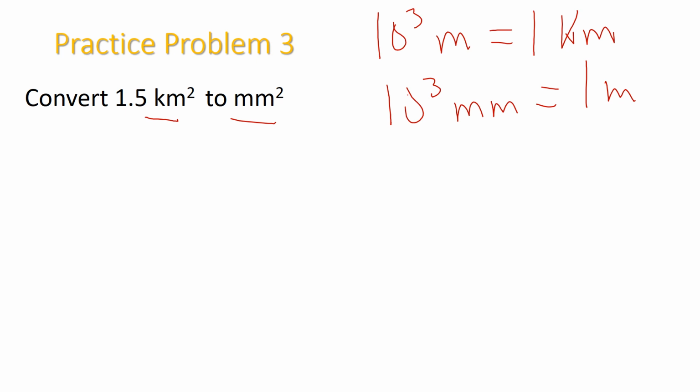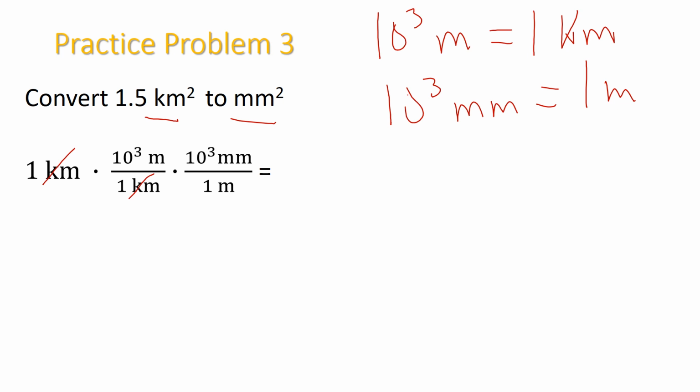If not, just keep watching and trying to practice. So we're going to go from kilometers to meters to millimeters. 1 kilometer is 10 to the third meters. This cancels my kilometer units and puts me in meters. Now I need to cancel meters and be in millimeters. 1 millimeter on the bottom, 10 to the third millimeters on top.